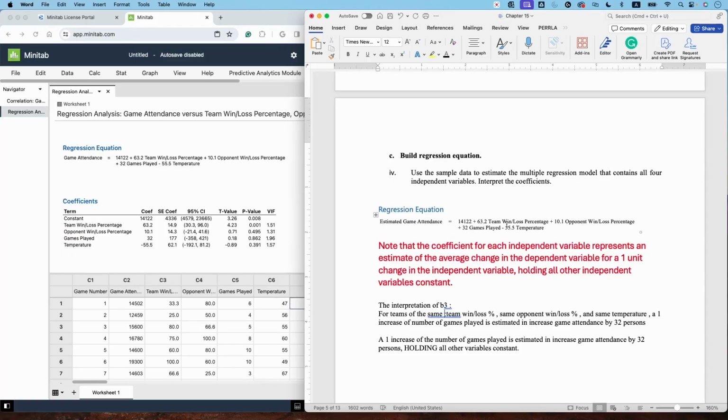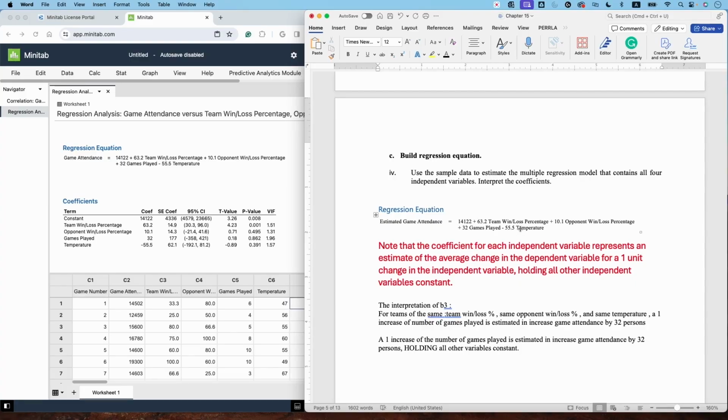The same thing with the other variables. For example, a 1 Fahrenheit increase in the temperature is estimated to increase the game attendance by 55.5 people, holding all other variables constant. The same thing with the team winning-loss percentage: a 1% increase will result in an estimated increase in game attendance by 63 people, holding all other variables constant.